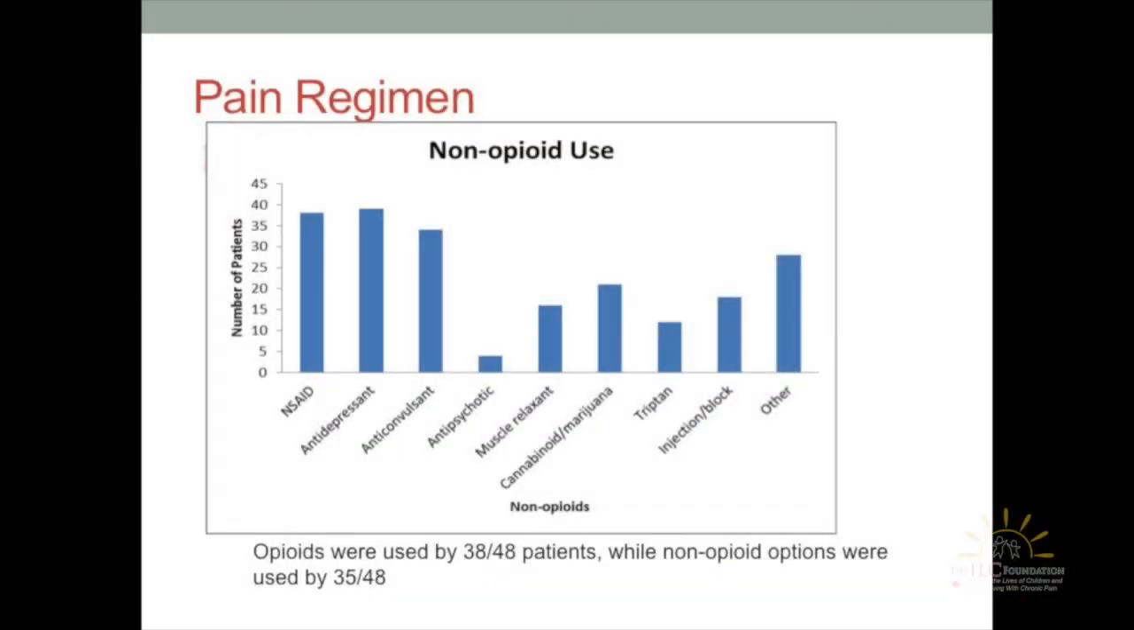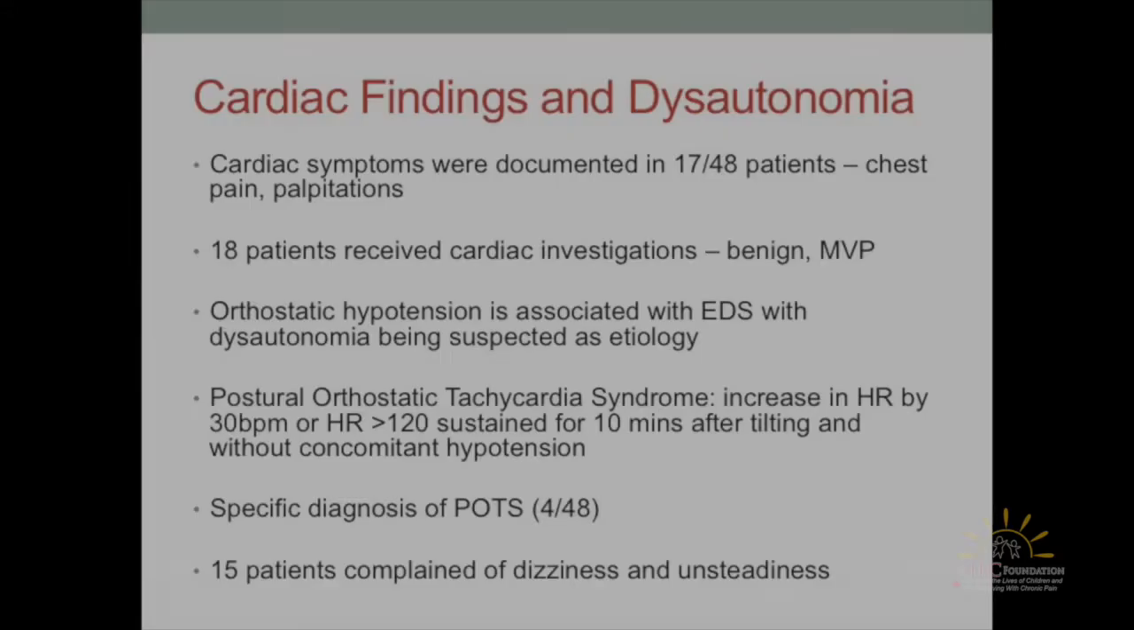And looking at the pain regimen of these patients, you can see that there's non-steroidal anti-inflammatories, antidepressants, anticonvulsants, cannabinoids, injections. These are fairly common among our patient population. Also to notice is that 38 of our patients also used opioids. So I think this just goes to show that the pain experienced by these patients is quite complex and very difficult to treat. The fact that they're on multimodal analgesics really makes this a challenging case.